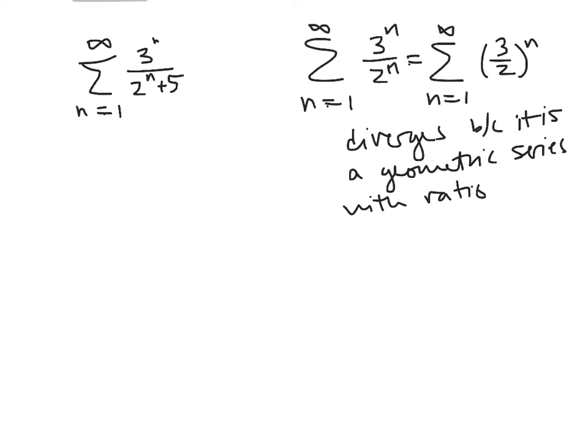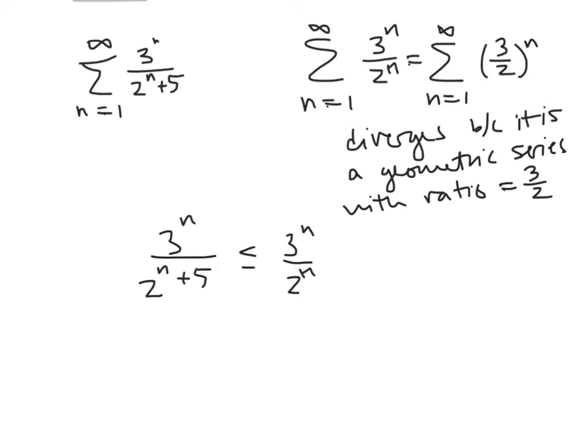However, let's compare the terms of the two series. If we look at the terms, we see that the terms on the left are smaller than the terms on the right. That doesn't help us. We know that the sum on the right diverges, but we know the sum on the left must be smaller than it. The direct comparison test does not help us in this situation. So what can we do?